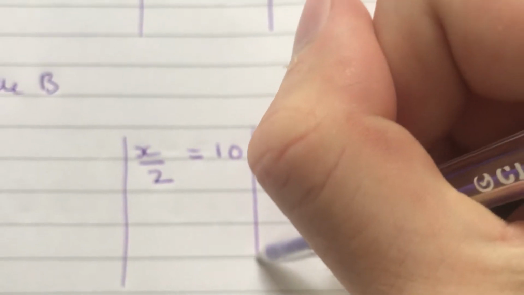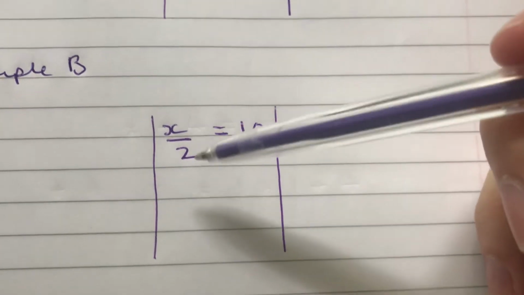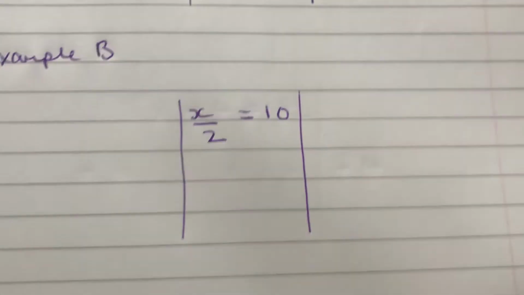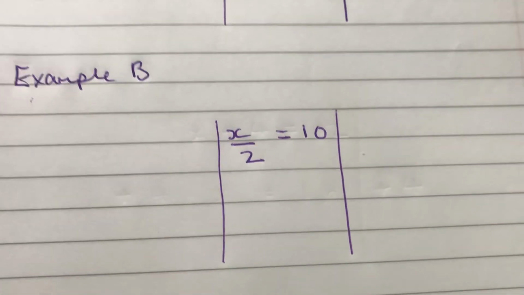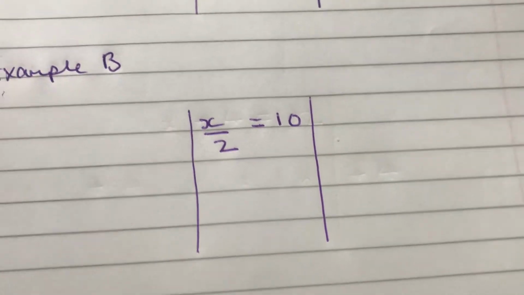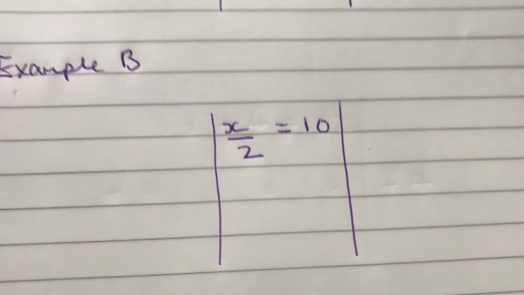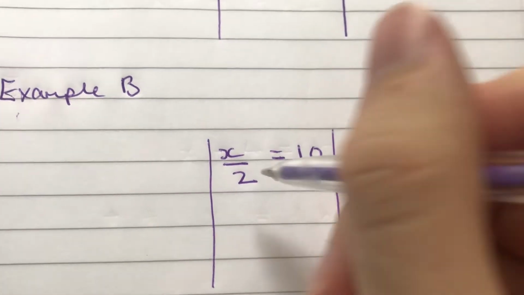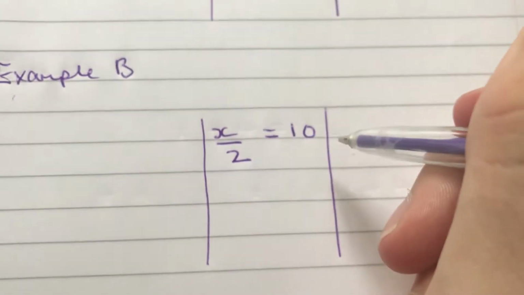So x over 2. We said x over 2 is the same as x divided by 2. Let's draw our funnel first. So x over 2, x divided by 2. What journey does x take to become 10? We divide x by 2 to get 10.